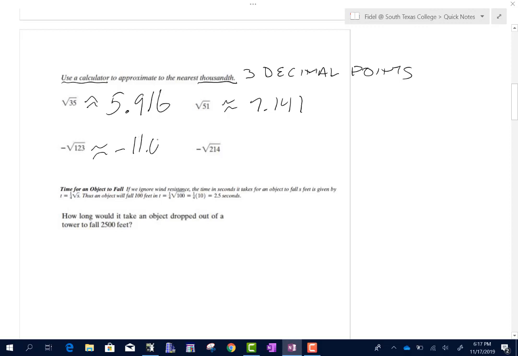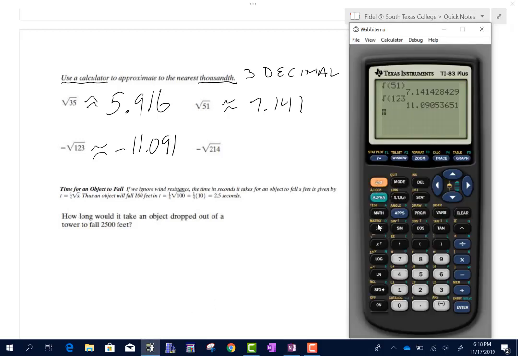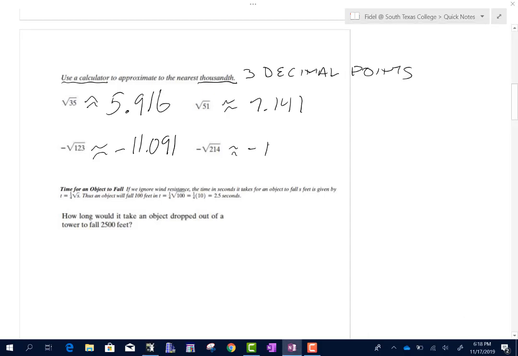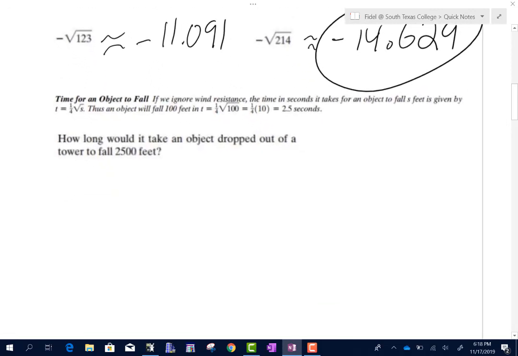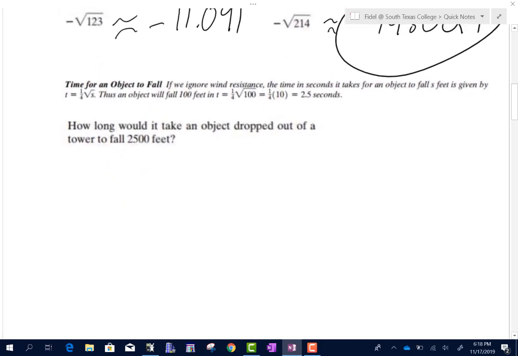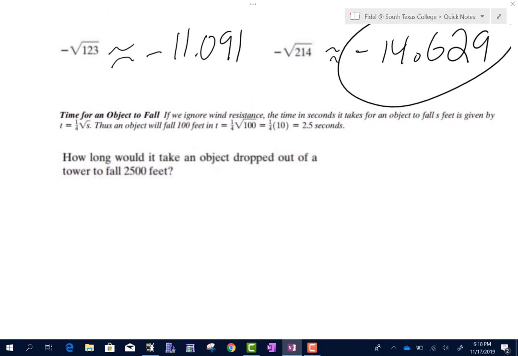Negative 11.091. And finally, one last one, the square root of 214. And I know the answer is negative because there's a negative in front of it. So 14.629. So this is approximately negative 14.629. There we go. Okay. All right, now, just so you can see the answer from the other one.